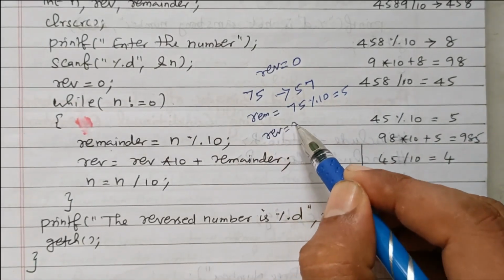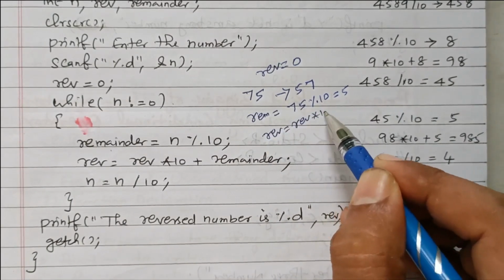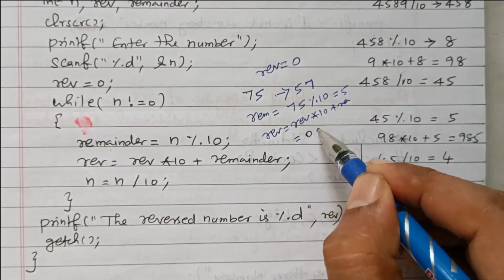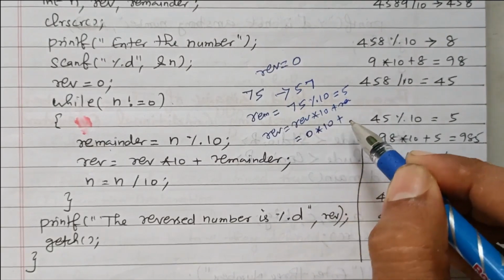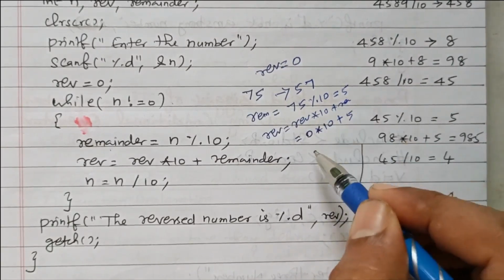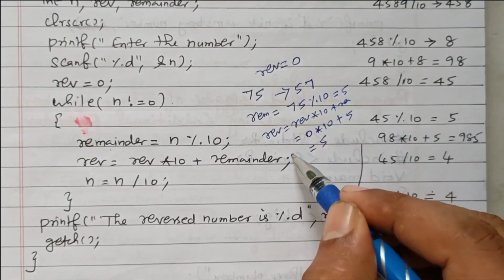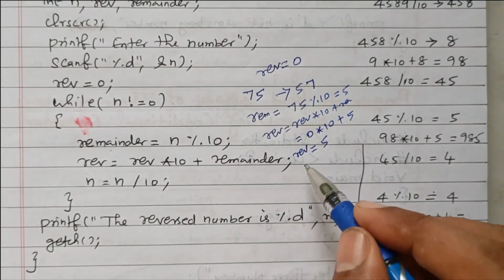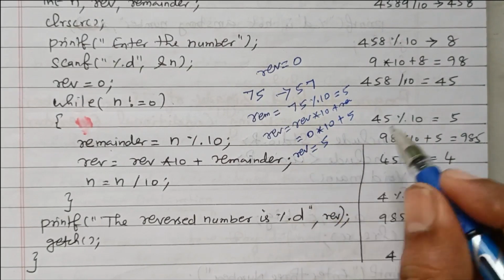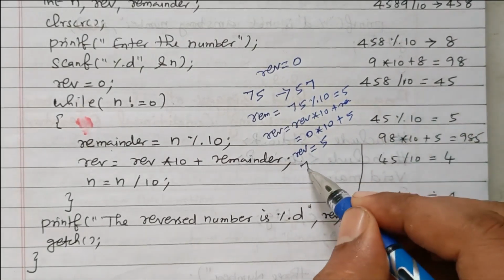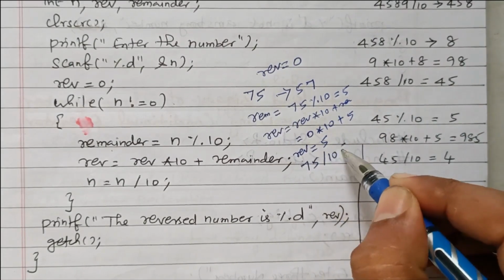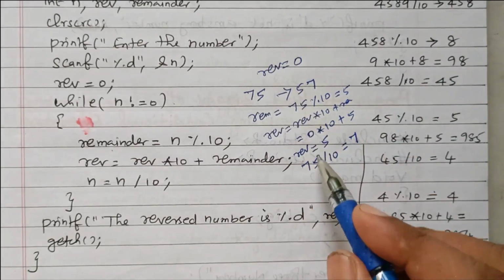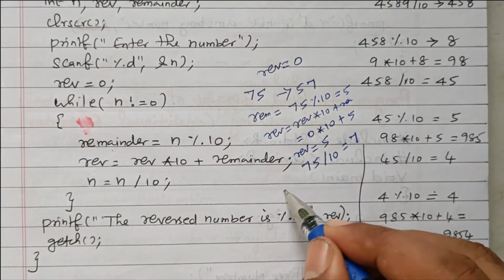Reverse equal to reverse into 10 plus remainder. Reverse is already 0, into 10, plus the remainder value 5, that is equal to 5. Now the reverse number is 5. Now what we need to do is divide: 75 divided by 10 becomes 7. So this is one process, and we have to repeat the same process again.